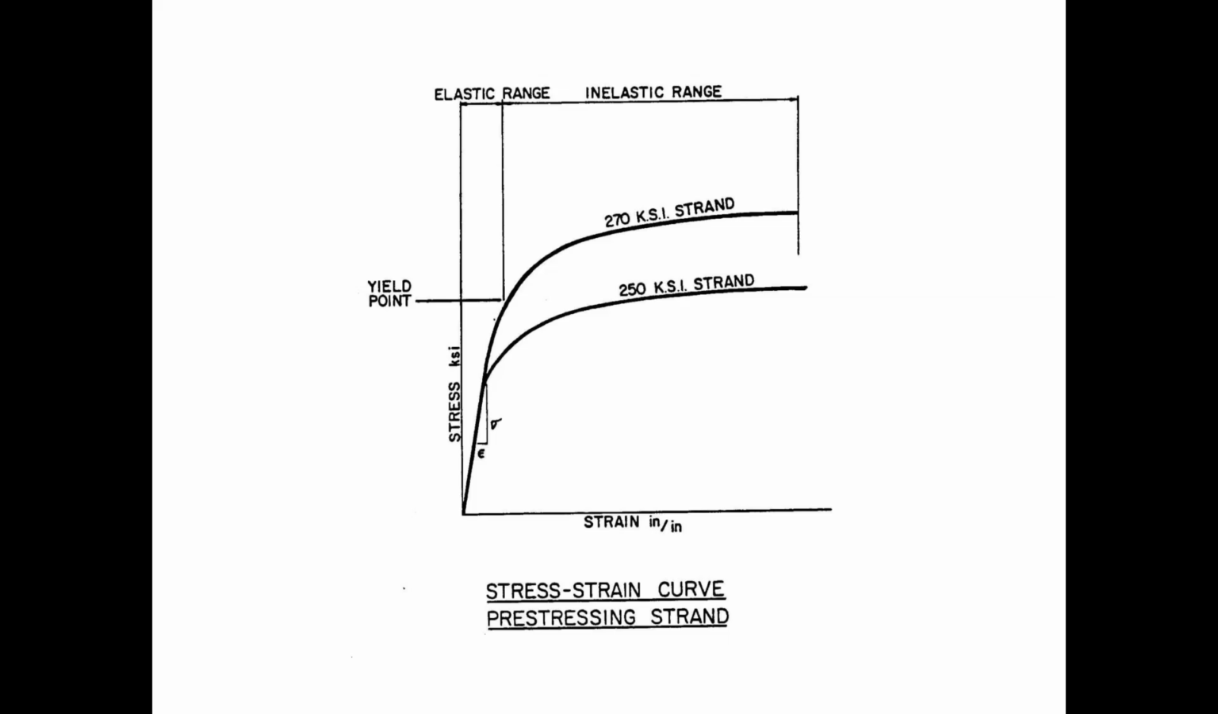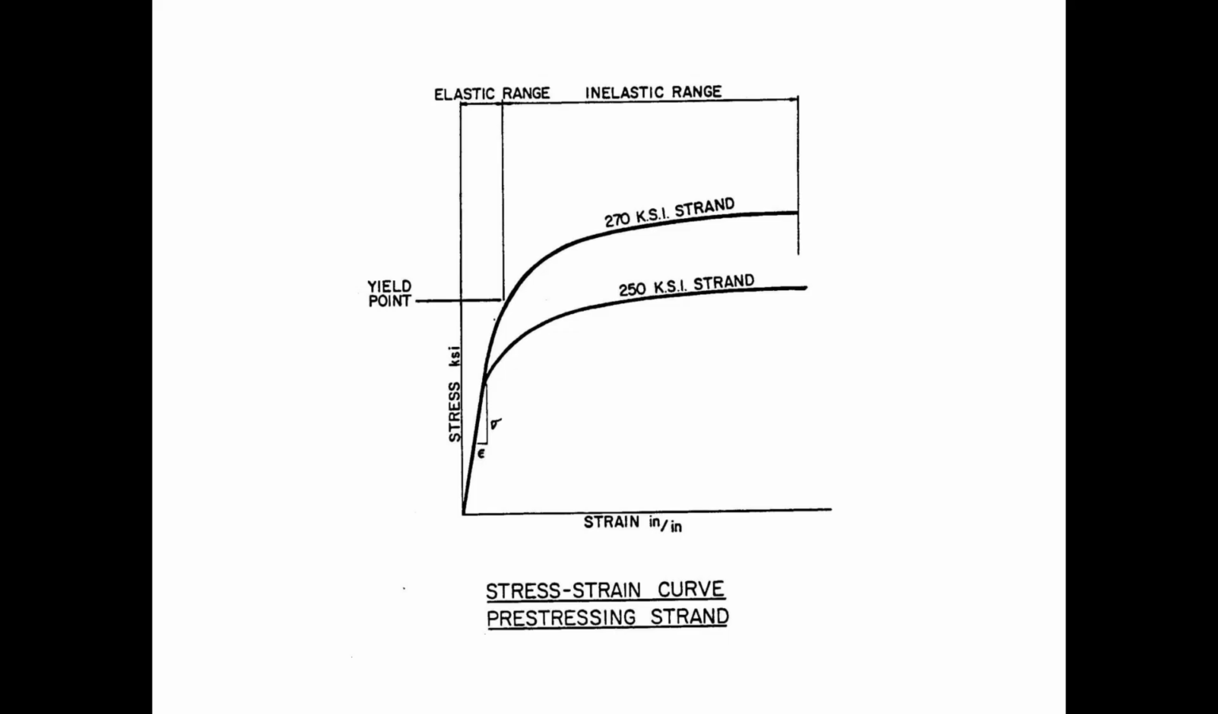But notice that during the elastic range, the relationship between stress and strain is a linear relationship. That means if you double the stress, you double the load, you double the elongation. If you take 25% of the load off, then you reduce the elongation by 25%. So there's that direct linear relationship between force and elongation.